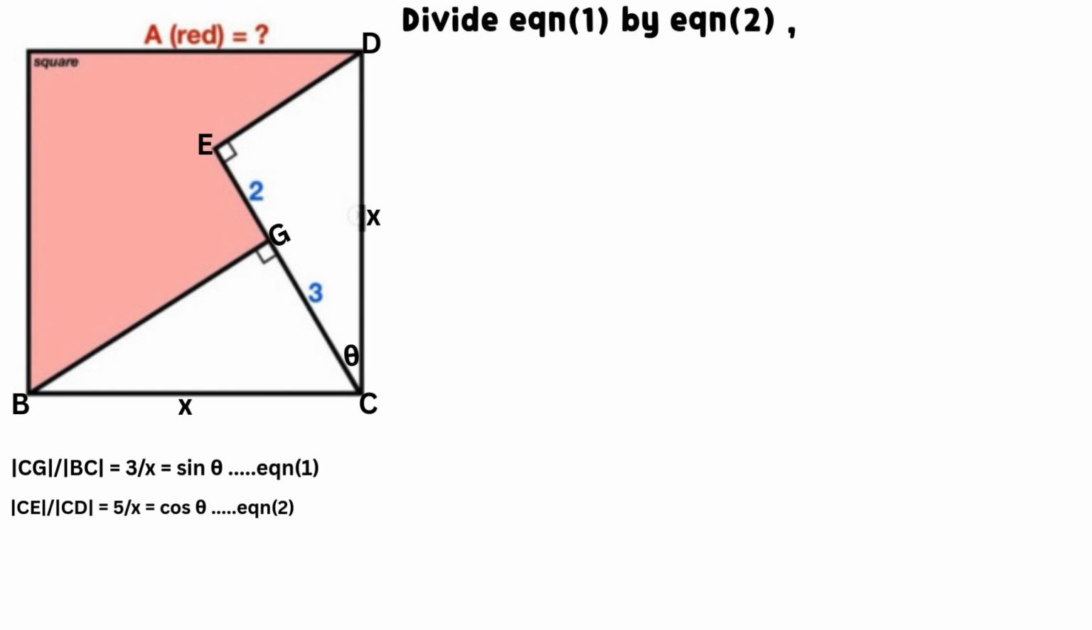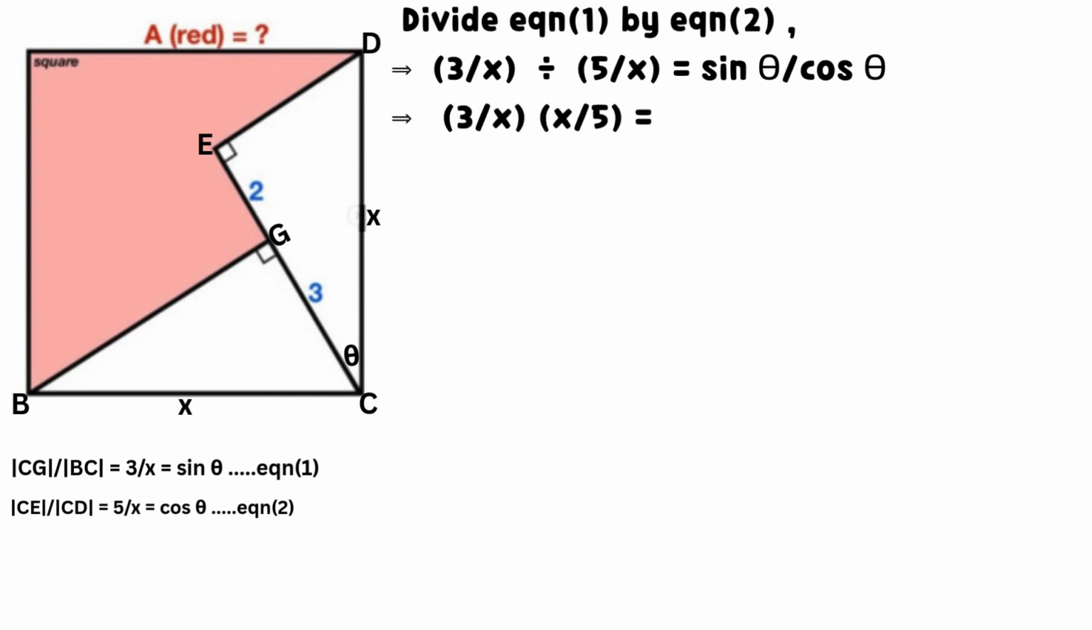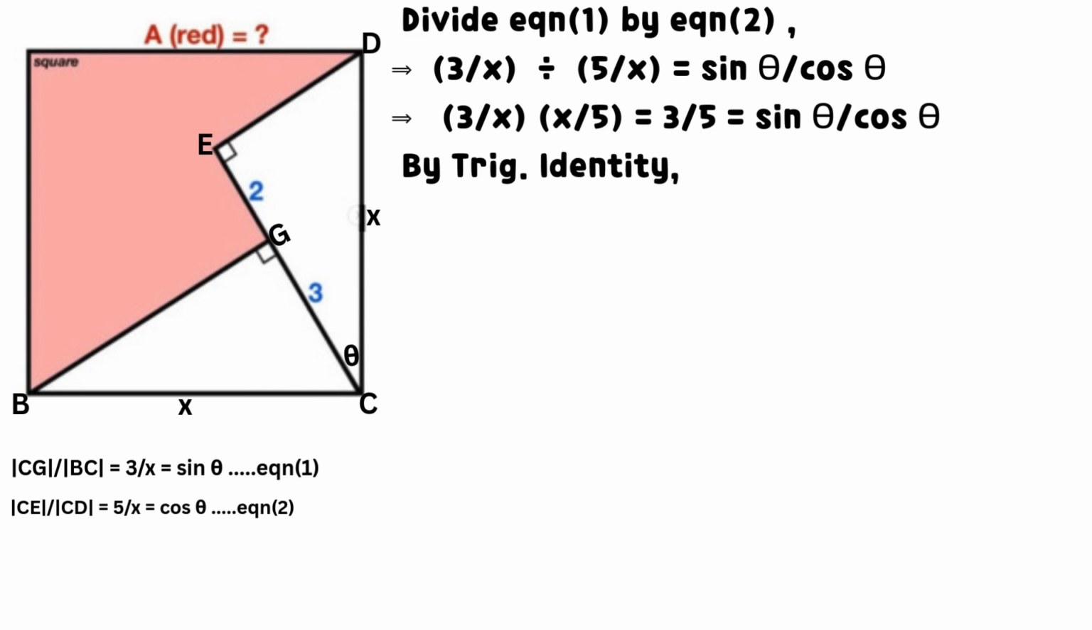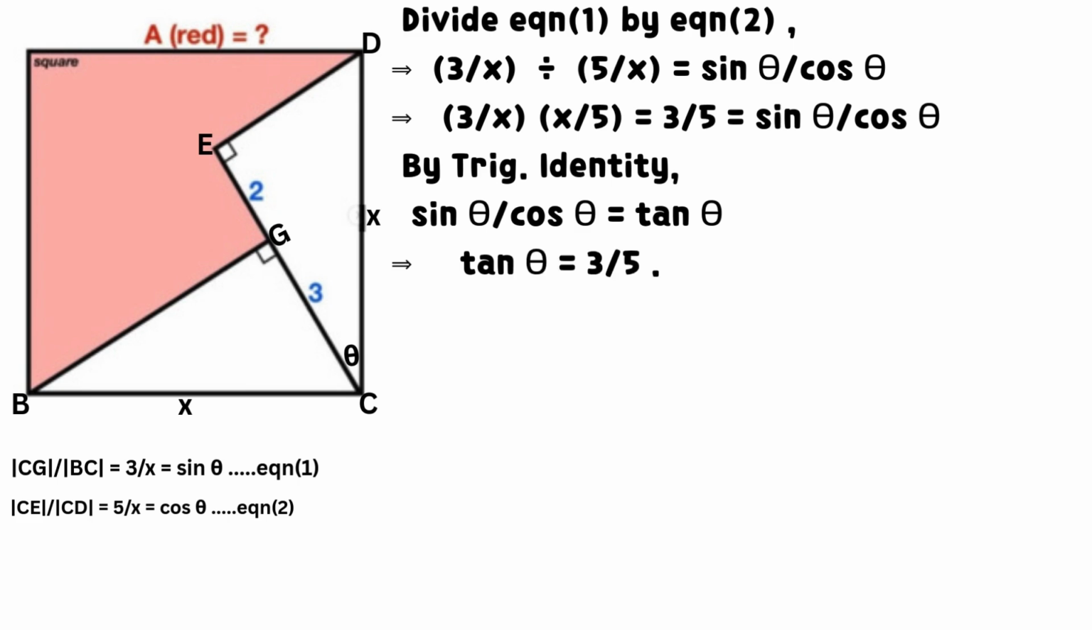Divide equation 1 by equation 2. It follows that the ratio of 3 to x divided by the ratio of 5 to x equals sine theta divided by cosine theta. This implies that 3 divided by 5 equals sine theta divided by cosine theta. After simplification, by trigonometric identity, sine theta divided by cosine theta equals tan theta. This follows that tan theta equals 3 divided by 5. We call it equation 3.